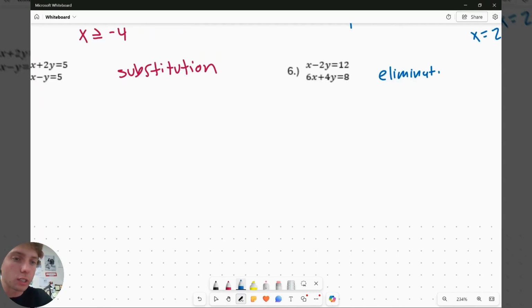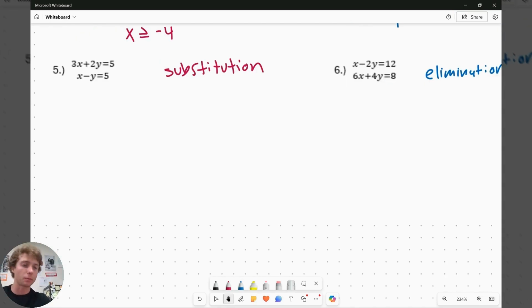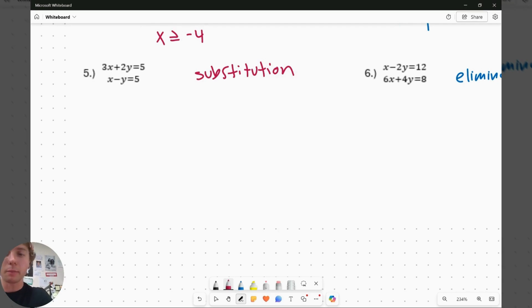If you just want to make sure you know one really well, you might skip to the elimination part and watch that part. If you want to see substitution, keep watching. That's the one we're going to go over first. Substitution, you always need a variable by itself. In the bottom equation, I could get x by itself pretty quickly by moving the y to the other side and give me 5 plus y.